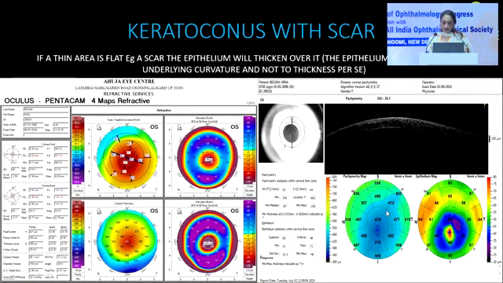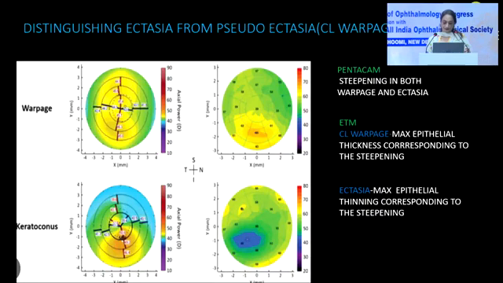Now this is a patient of keratoconus with a scar. So there is thinning of the epithelium over the cone, but in the center where the scar is present, there is thickening of the epithelium, showing that if a thin area is flat, like a scar, the epithelium will thicken over it, proving that the epithelium responds more to the underlying curvature and not to thickness per se.